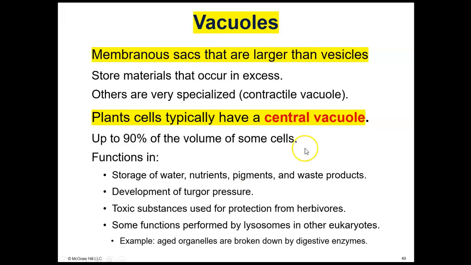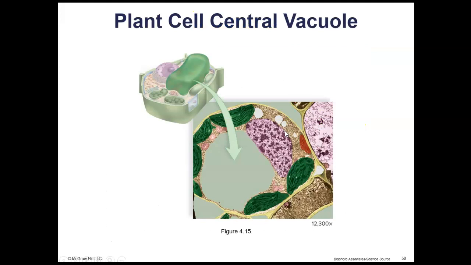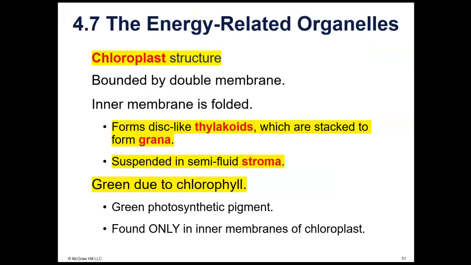Vacuoles are like vesicles, but they're larger. You need to remember that plant cells typically have a central vacuole that stores water. There's a picture of it. Chloroplasts are found in plant cells. They have little green discs called thylakoids, and this is the part of the chloroplast that absorbs or captures sunlight. The thylakoids are in stacks, and those stacks are called grana.